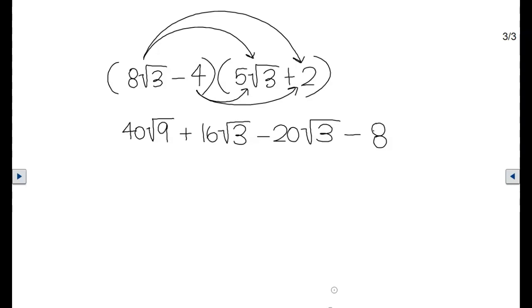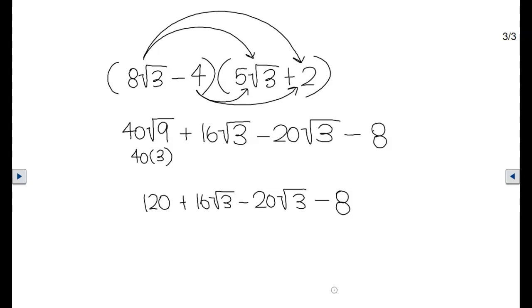All right, so now, before I do my adding and subtracting, I'm going to go through and look at the 3 terms that have a square root to see if there's any simplifying I can do. The square root of 9. 9 is a perfect square, so I know what that is. This is 40 times 3. 40 times 3 is 120. So that can be simplified. Square root of 3, only way to get that is 1 times 3. So I'm not going to be simplifying those. So I have plus 16 square roots of 3 minus 20 square roots of 3 minus 8. So I've simplified a little bit.